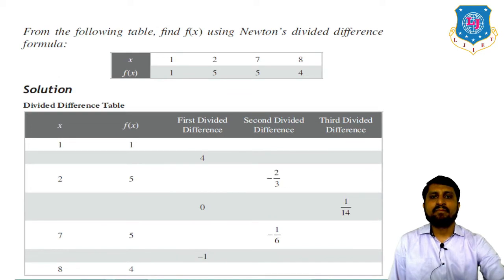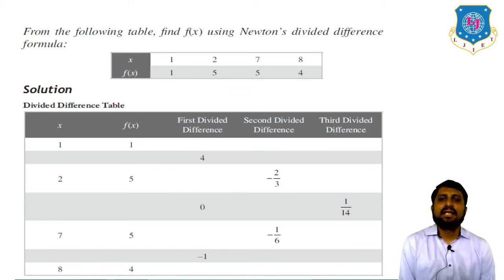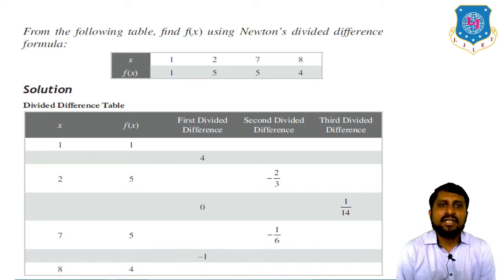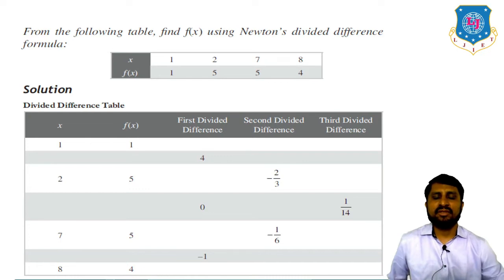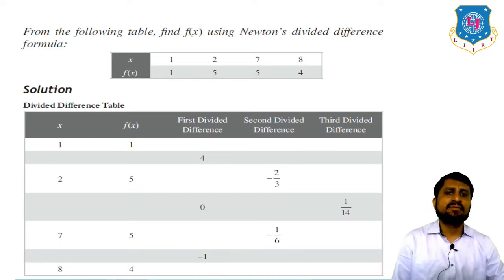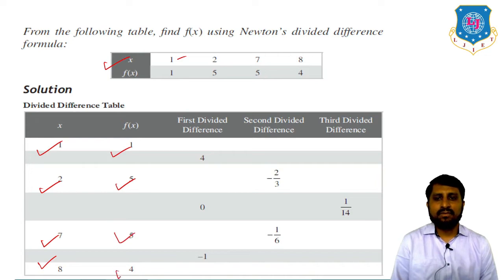Clear? Okay. Now, from the following table, find f of x using Newton's divided difference formula. The interpolating polynomial is what we have to find. So the values of x are clearly 1, 2, 7, 8. So I just write 1, 2, 7, 8. f of x is already given: 1, 5, 5, 4.